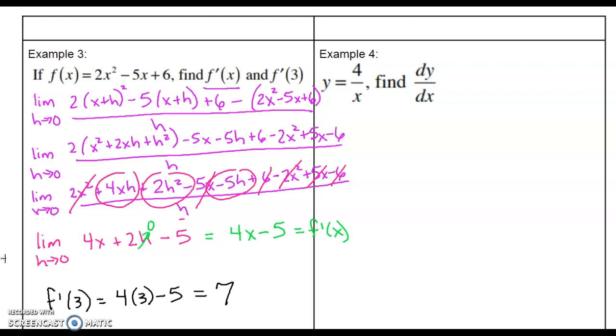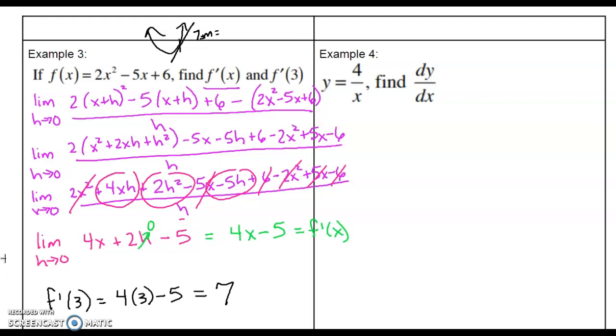We have this cubic at x equals 3. We found the slope of that tangent line. That's really what we're doing theoretically. Okay? All right, let's do a little bit of review with a rational function.